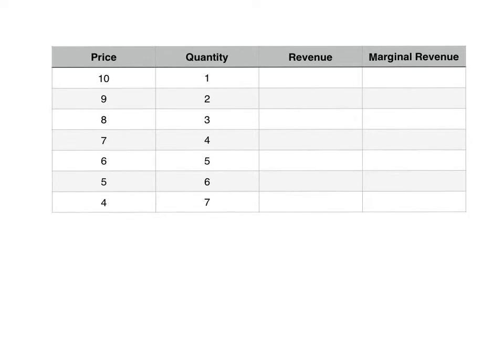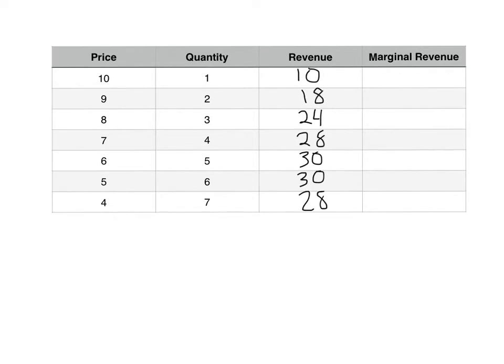Alright, let's continue. So if we have a price of 10 and a quantity of 1, obviously our total revenue is going to be $10. As the price goes down, the quantity increases, so that $9 results in a revenue of 18. 8 times 3 is 24, 7 times 4 is 28, 6 times 5 is 30, 5 times 6 is also 30, 4 times 7 is 28.